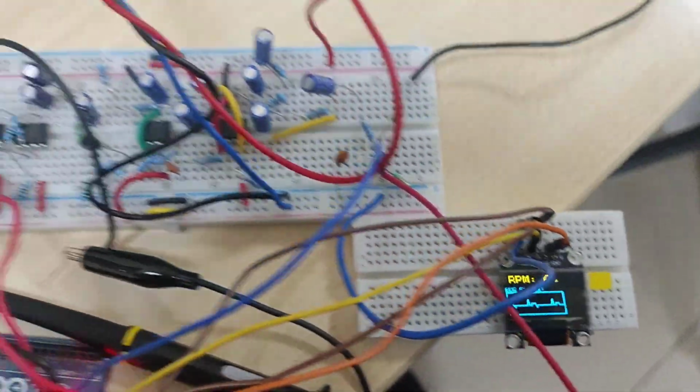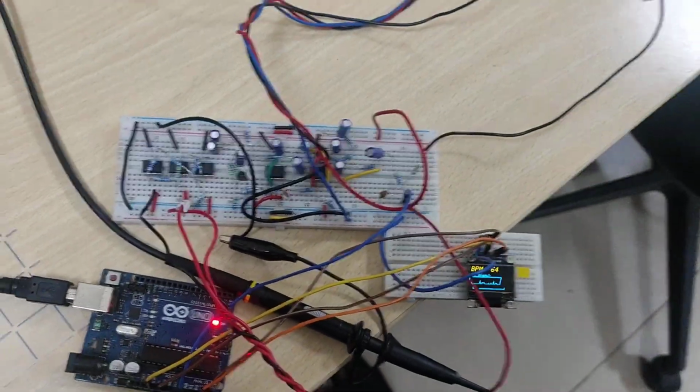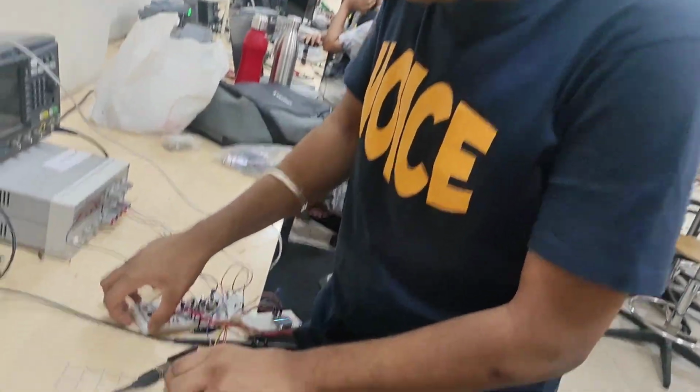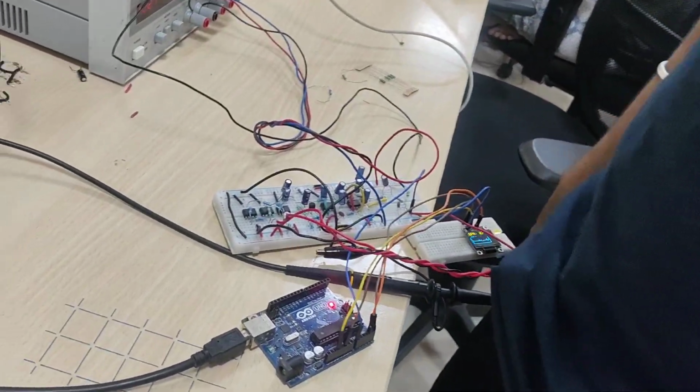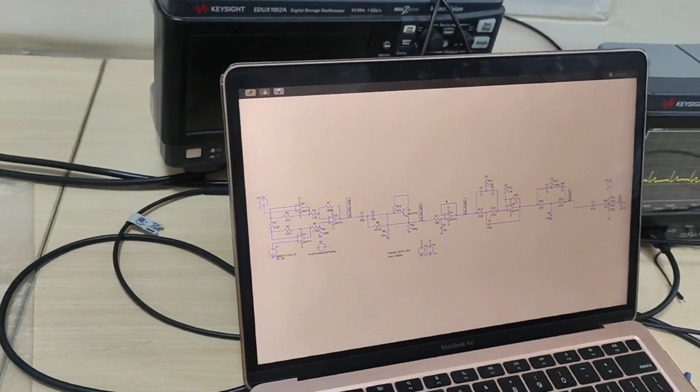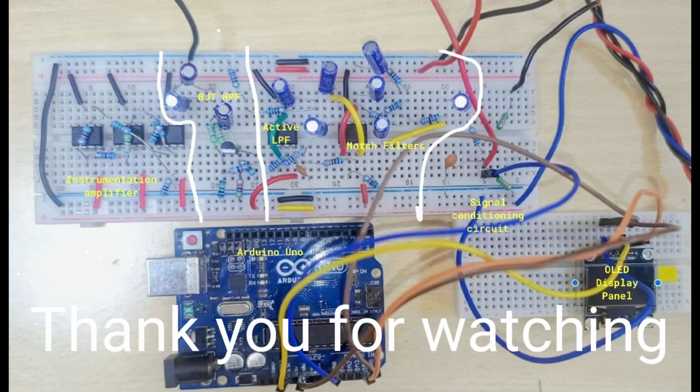In conclusion, we successfully designed and implemented an ECG circuit using basic analog components. The system effectively captures, amplifies, and filters cardiac signals, allowing for both waveform visualization and heart rate calculation. This project demonstrates the application of analog electronic concepts in biomedical instrumentation and provides a foundation for understanding more complex medical devices.